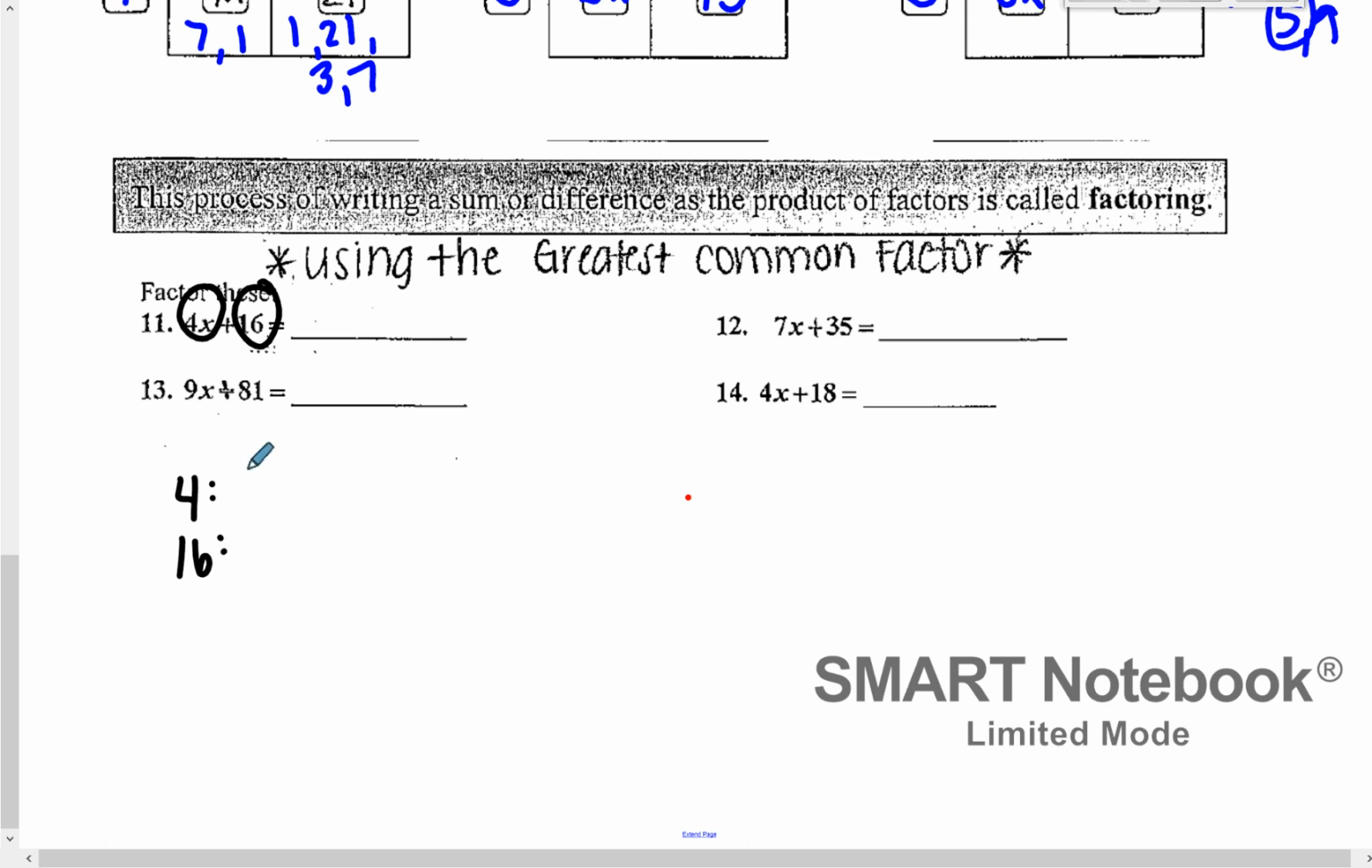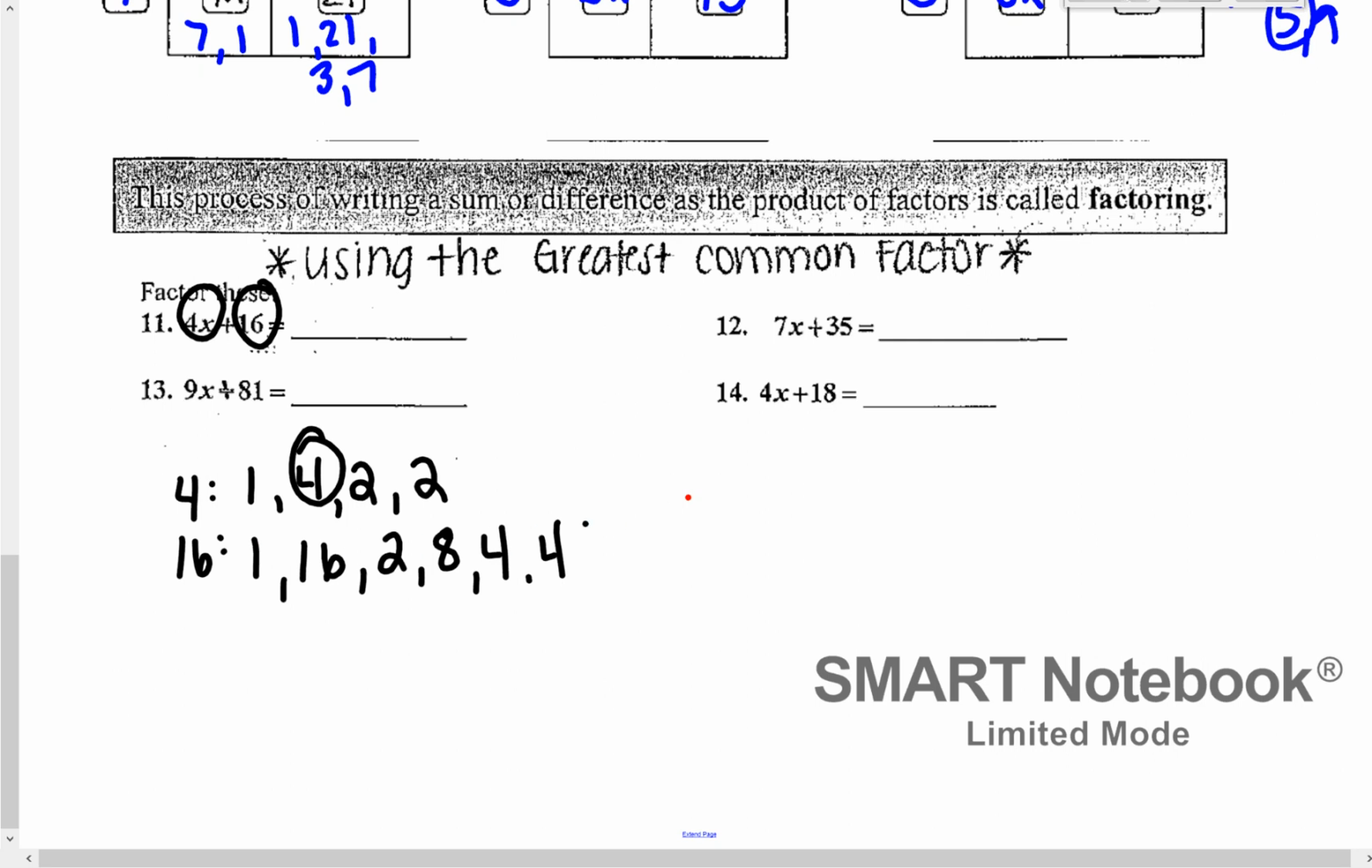Factors of 4: 1 times 4, 2 times 2. Factors of 16: 1 times 16, 2 times 8, 4 times 4. The greatest number in this list is a 4. We do have a 4 in the list for both, so 4 is going to be our greatest common factor. 4 is what we are going to be writing on the outside of that parentheses.